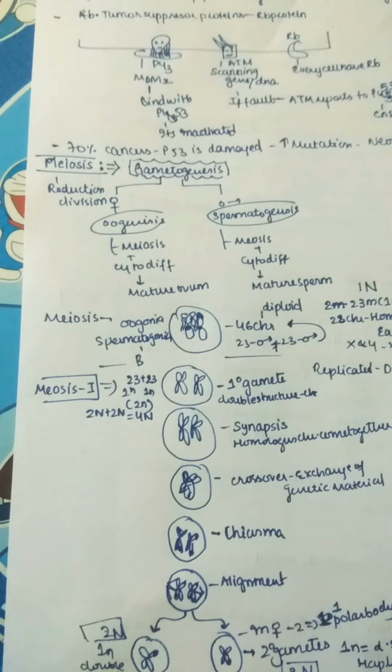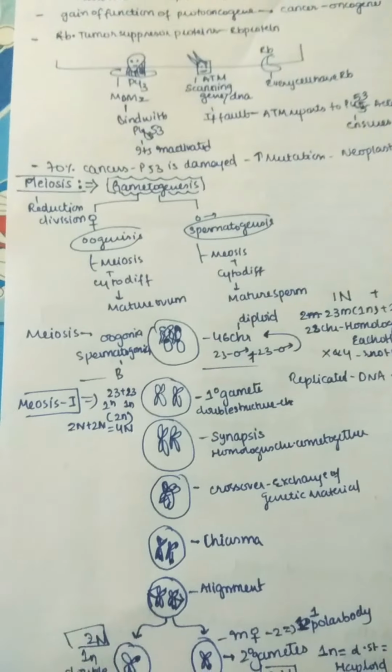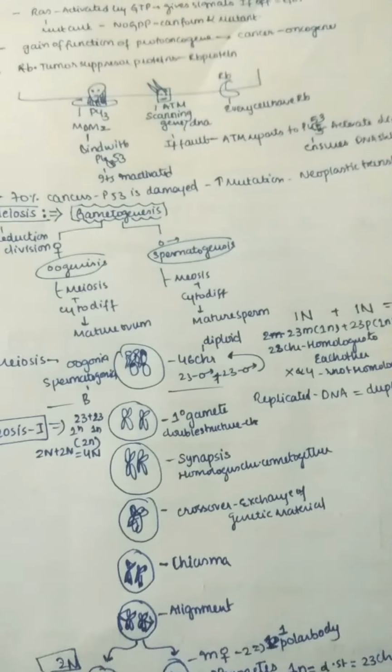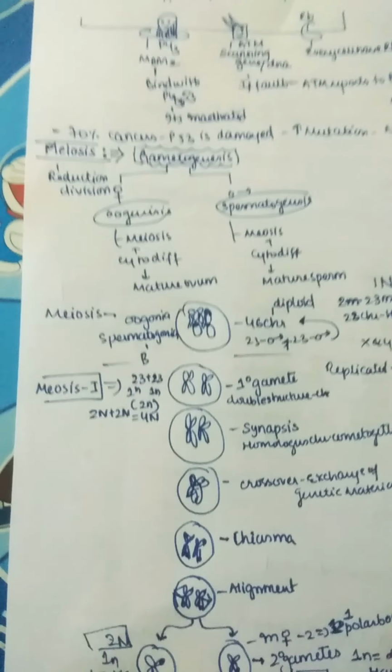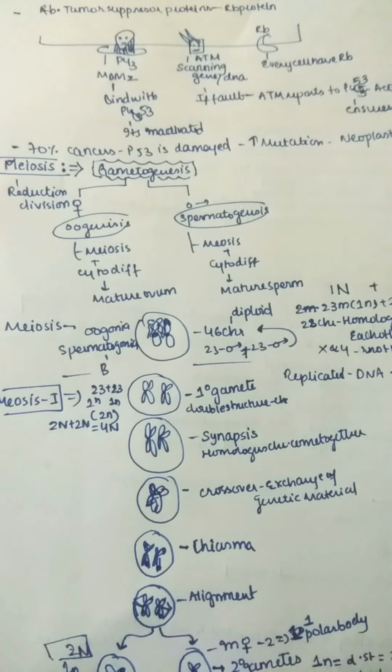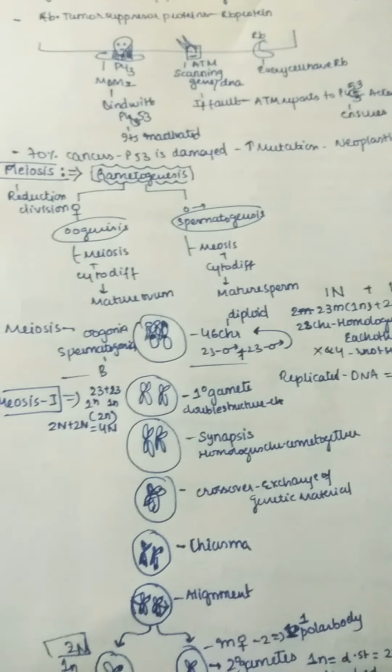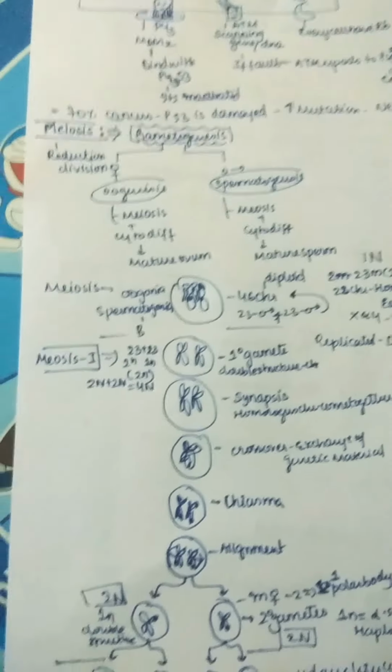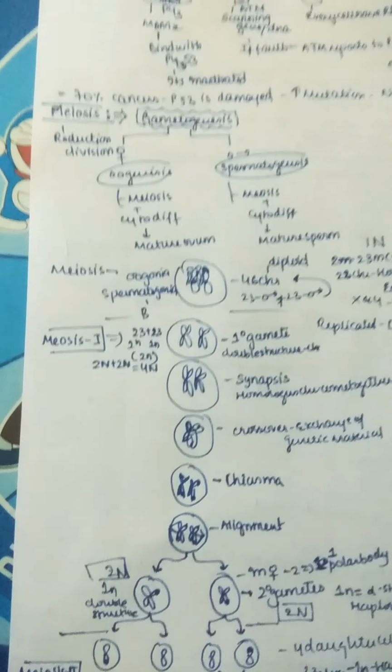If p53 is damaged, there is a high chance of mutation, and this may lead to neoplastic transformation. So this is all about neoplasm and some of the cell cycle regulatory processes. Now let us go deeper into meiosis.